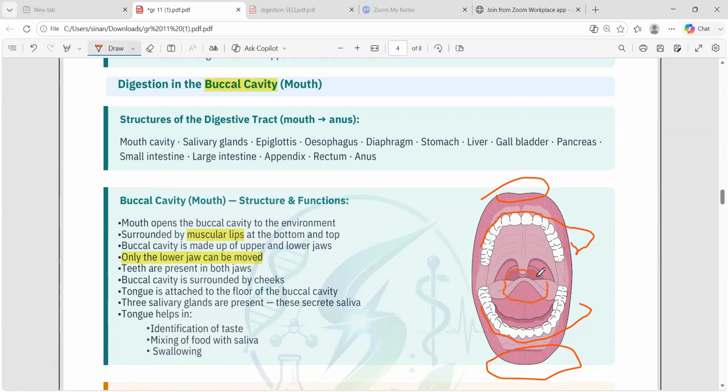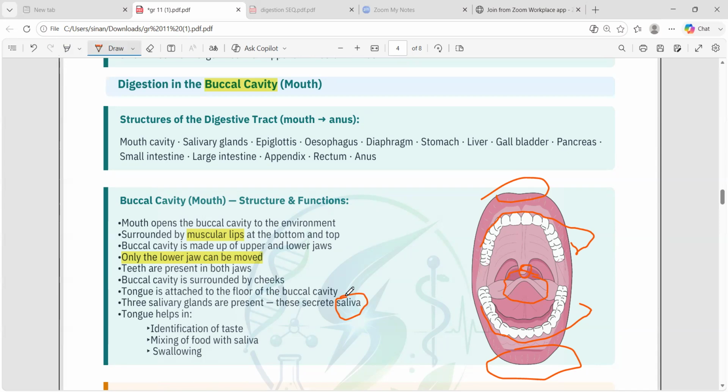The floor of the buccal cavity has the tongue. There is also a salivary gland present inside, though we can't see the salivary gland. This salivary gland mainly secretes saliva. The saliva is the watery thing in our mouth, which is secreted whenever we smell food or see food. This saliva is mainly secreted by the salivary glands.